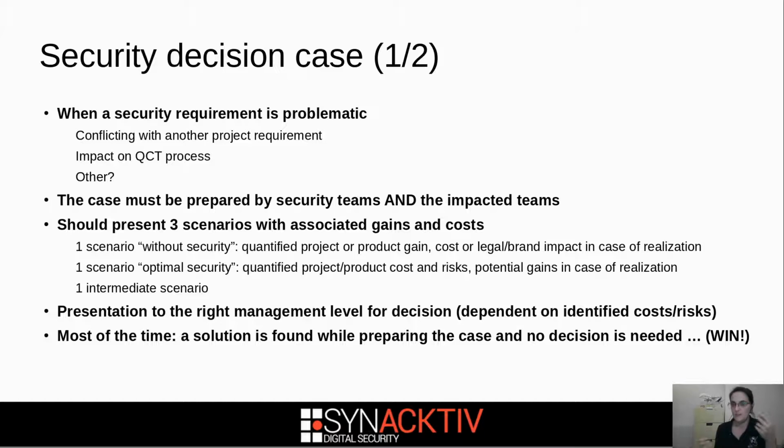Okay, so this case should be prepared by the security teams and the impacted teams on the project. So, for example, if a security function takes too long to develop, or someone says it's too long, you should have around the table the security team and the development team, which is saying it's problematic. Okay. Ideally, you should be able to present 3 scenarios, and for each of them associated gains and costs. So one scenario without security. Okay, I just drop my requirements.